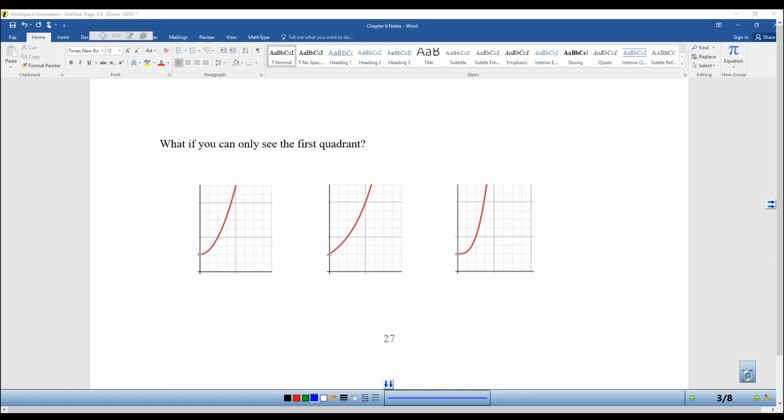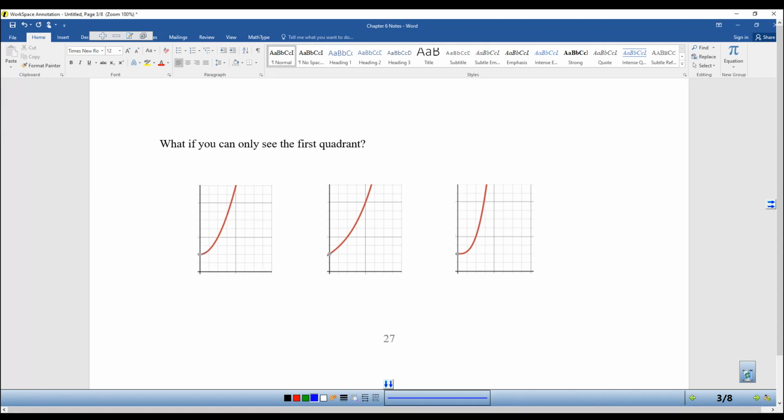But what if you can only see the first quadrant? Suddenly this problem becomes a lot harder. You don't actually know if this one's quadratic. This one might be quadratic. Even this one might be quadratic. Or maybe all of them are exponential functions, where they start off slow and then slowly rise. It becomes hard to tell.